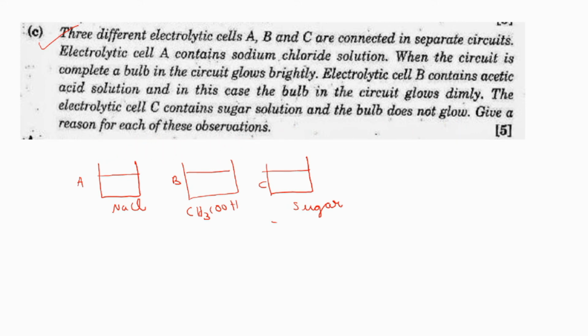This is the question. So in the case of sodium chloride, what will we write? It contains only ions. In the case of acetic acid, it will be containing ions and molecules, a smaller amount of ions and a larger amount of molecules. That is the reason the bulb is glowing dimly. In the case of sugar solution, it will be containing only molecules. What is the reason? Sugar molecules will not ionize in water. Okay, easily we answered it.